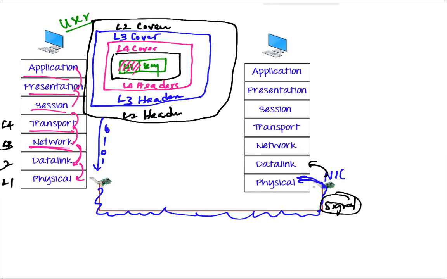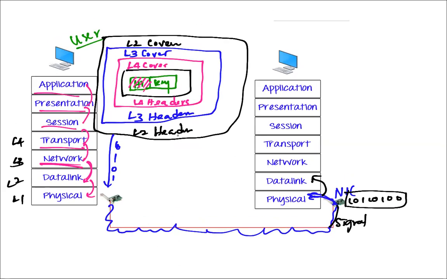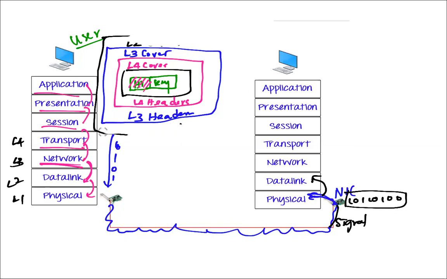What will the data link layer do? The NIC received the signal and converted it into binary. Now our packet is in binary format, and it gives it to the data link layer. Can anyone guess what the data link layer will do? In the sender's data link layer, the layer 2 cover was added. The data link layer of the receiver will remove the layer 2 cover. It was added on the sender side's data link layer, and on this side it is removed. So the first cover of the packet is removed, and now it is given to the network layer.